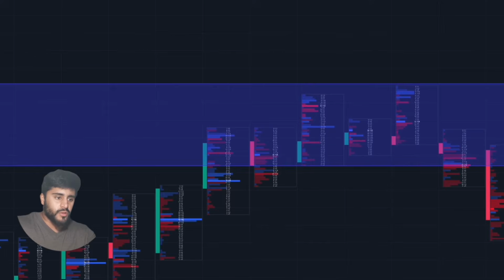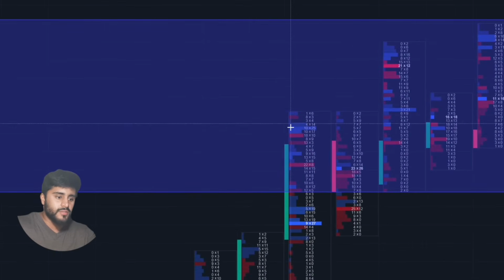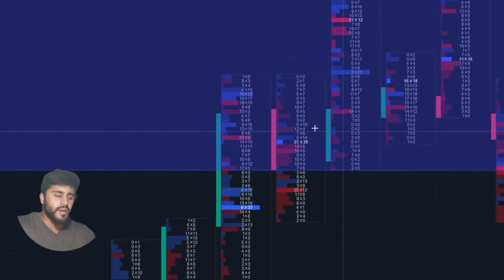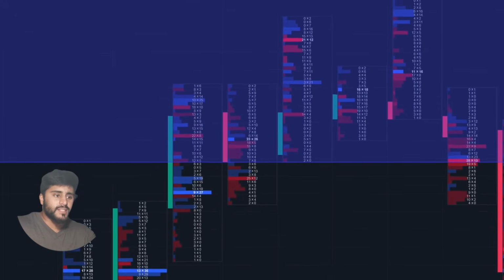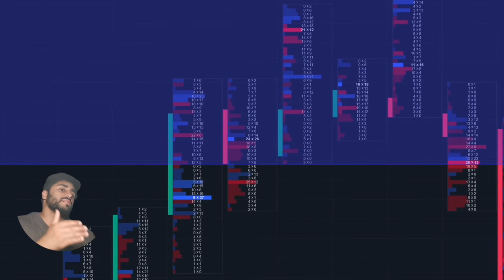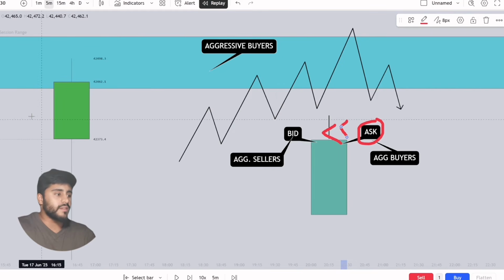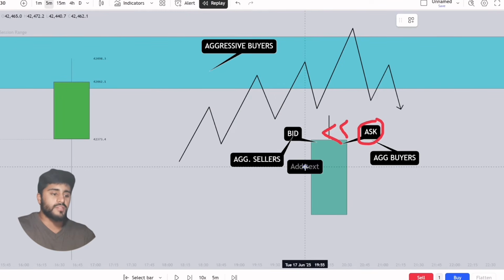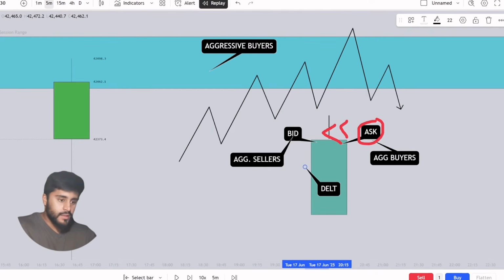If we just take a look at what's going on, we see multiple areas where we see significantly more aggressive buyers and sellers. The nice thing with the ATAS platform is that it gives you what we call delta outliers. And so what do I mean by delta? Delta is basically the difference between the ask and the bid. So let me write this down. Delta equals ask minus bid.